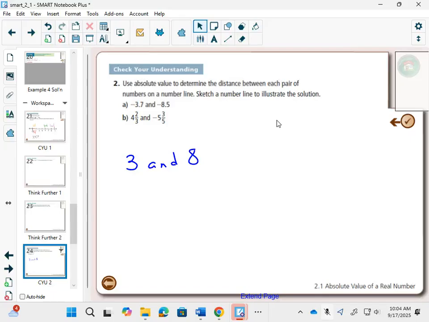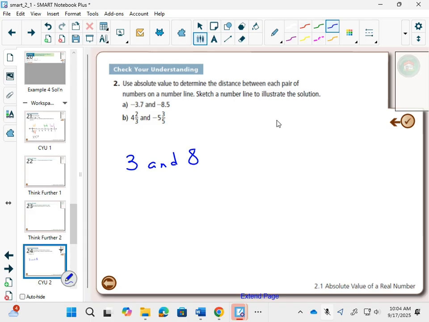But what they want to show you with the absolute value is, what happens if someone subtracted them in the wrong order? Like if I do 8 minus 3, I get 5. But if I do 3 minus 8, I get negative 5, which is not the right answer, because the distance between them is 5. Whenever I want to find the distance between things, it's always positive.